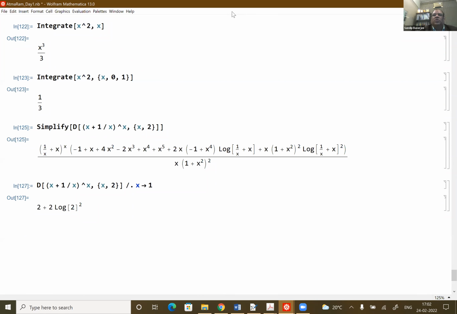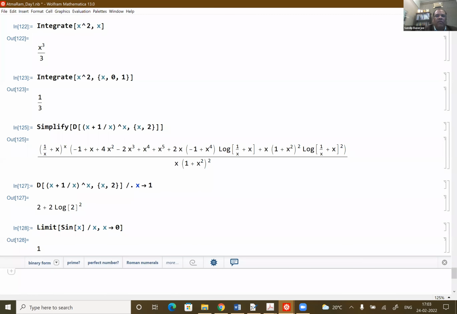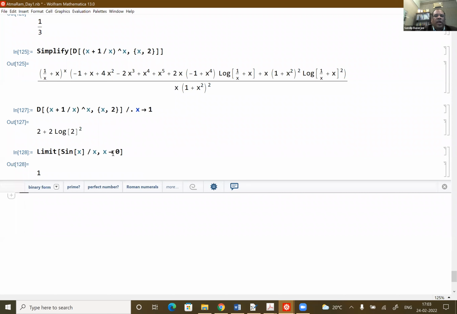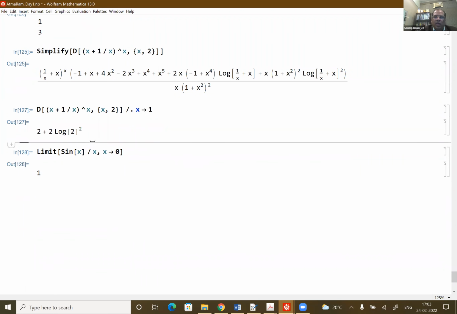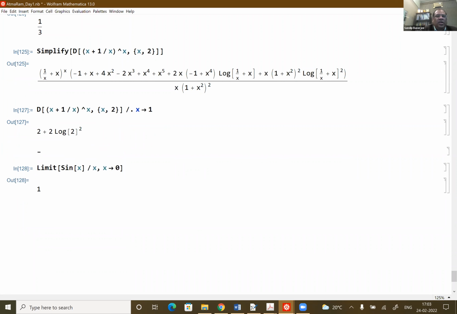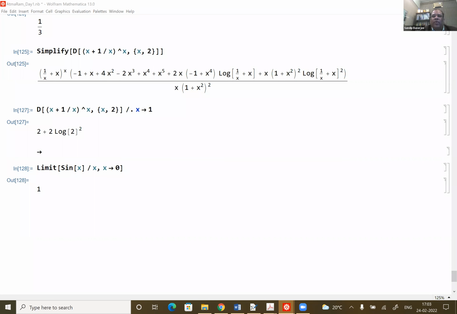Any questions? No. So the same thing is limit, say the known one, sine x by x, comma, limit x tends to 0. And the value is 1. Okay, so how you put this tends to, it is something like you put the dash and you put greater than. It will automatically take tends to.